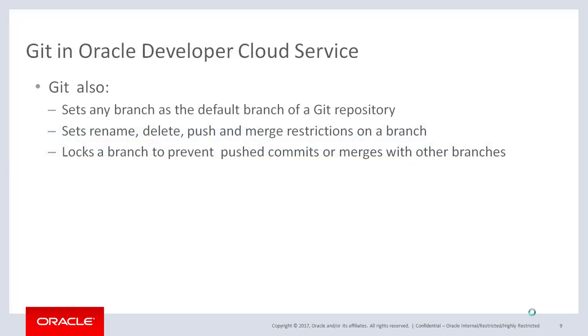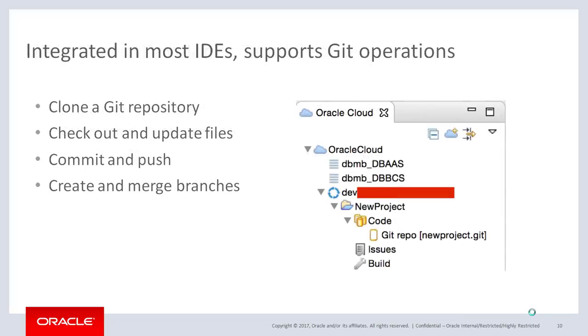In Oracle Developer Cloud Service, Git also lets you set any branch as the default branch of a Git repository, set rename, delete, push, and merge restrictions on a branch, and lock a branch to prevent anyone from pushing commits or merging with other branches. Git is tightly integrated with most IDEs, including Eclipse, JDeveloper, and NetBeans. When used with an integrated team server, this functionality extends from the IDE to Oracle Developer Cloud Service. You can use the IDEs to perform many Git operations, including cloning a Git repository, checking out and updating files, committing and pushing changes to source files, and creating and merging branches.